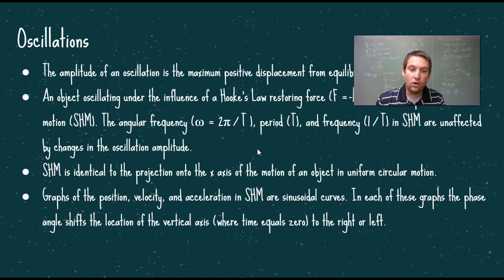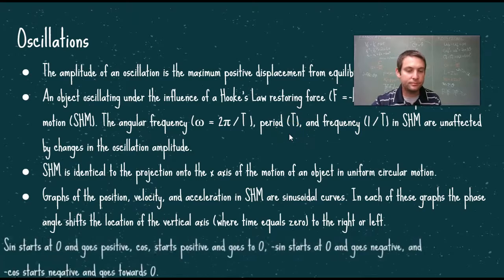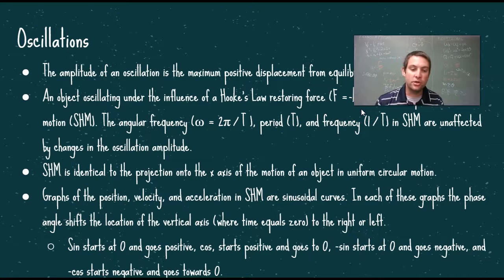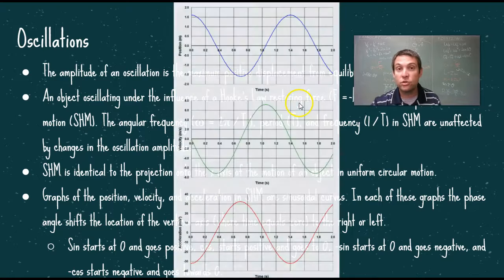acceleration are also increasing. Graphs of position, velocity, and acceleration in simple harmonic motion are sinusoidal curves. In each of these graphs, the phase angle shifts the location of the vertical axis, which is just where time equals 0, either to the right or to the left. Remember, sine starts at 0 and goes positive, cosine starts positive and goes to 0, negative sine starts at 0 and goes negative, and negative cosine starts negative and goes towards 0.